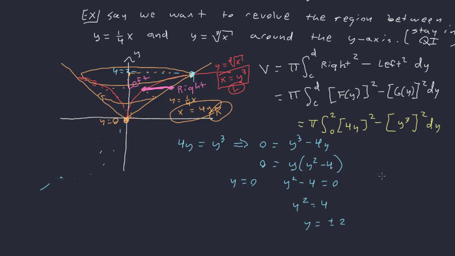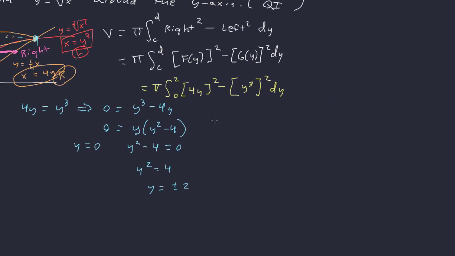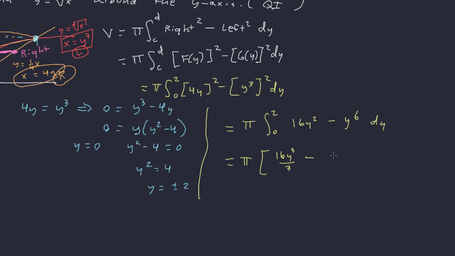Okay, so let's shift over a little bit and continue this over here. This will be the integral from 0 to 2 of 16y squared minus y to the 6th. Okay, so we'll get pi. Actually, now I can just integrate. So we'll get 16y cubed over 3 minus 1/7 y to the 7th.